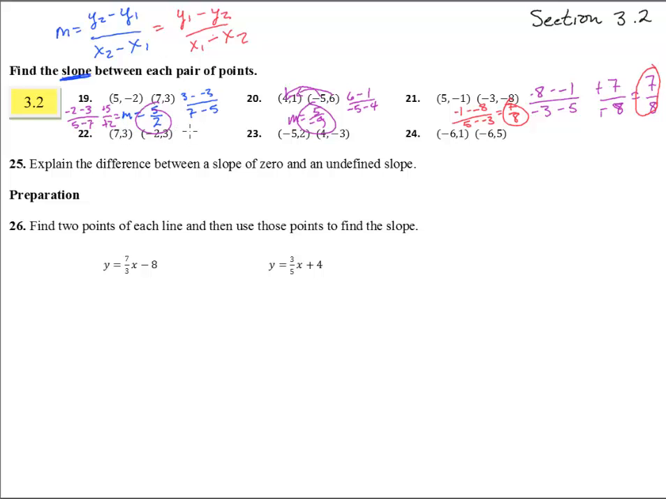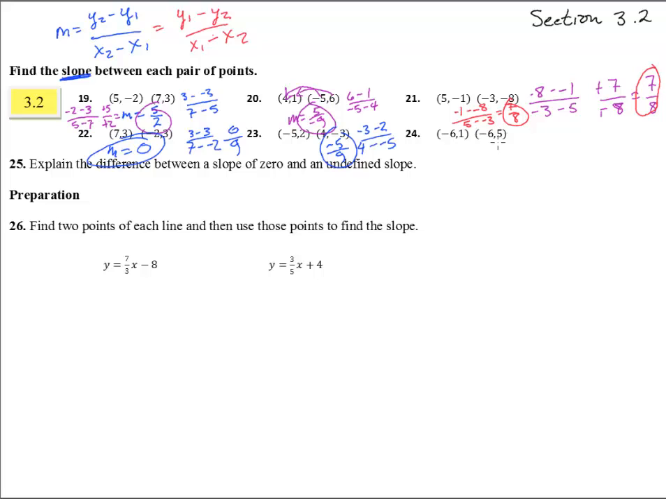Y minus y, it's 3 minus 3 over 7 minus negative 2. So we get 0 over 9. Slope equals 0 then. Number 23. Negative 3 minus 2 over 4 minus negative 5. So that's negative 5 over 9. Negative 5/9. We got that for number 20 as well. It's very interesting. Number 24.